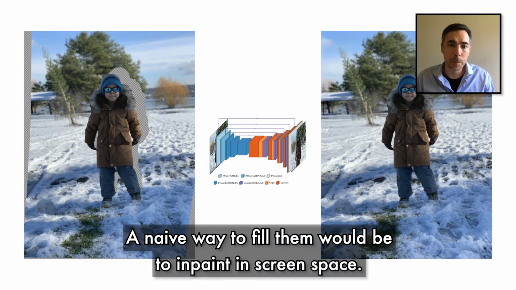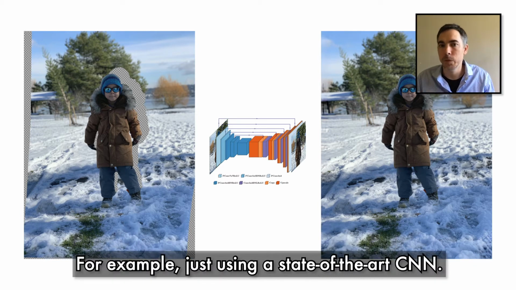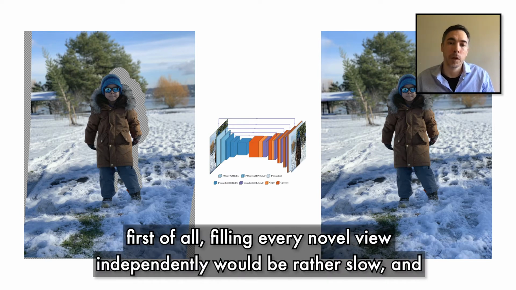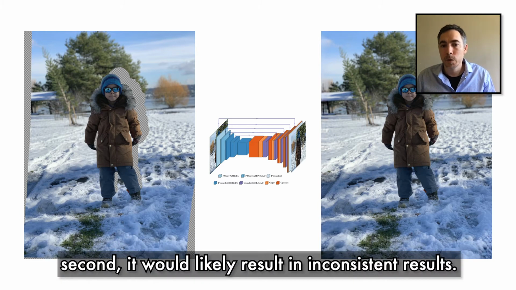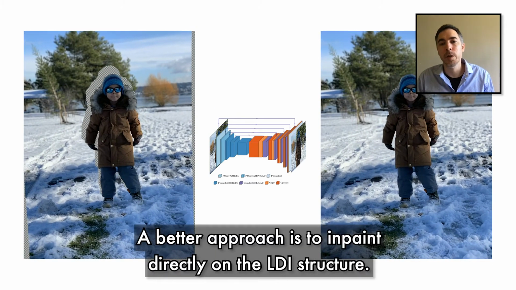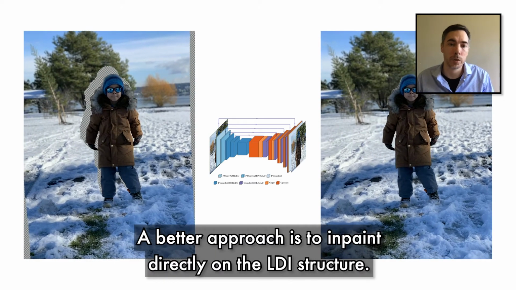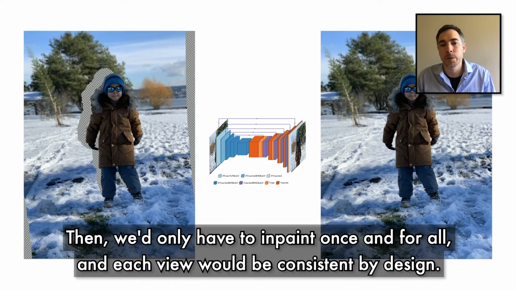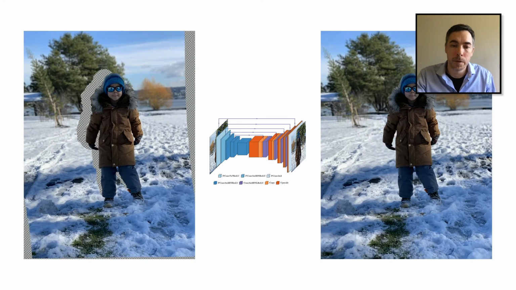And if you think about it, a naive way to fill them would be to inpaint screen space, for example, just using a state-of-the-art CNN. But this wouldn't work so well in practice because, first of all, filling every novel view independently would be rather slow, and second, it would likely result in inconsistent results. So a better approach is to inpaint directly on the LDI structure, and then we'd only have to inpaint once and for all, and each view would be consistent by design. But how can we do that?